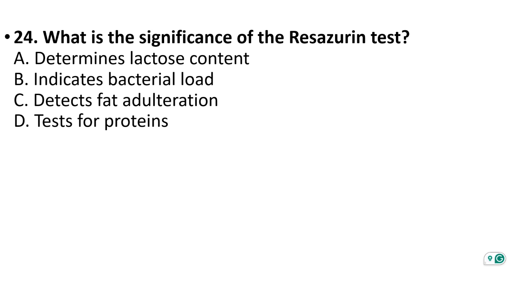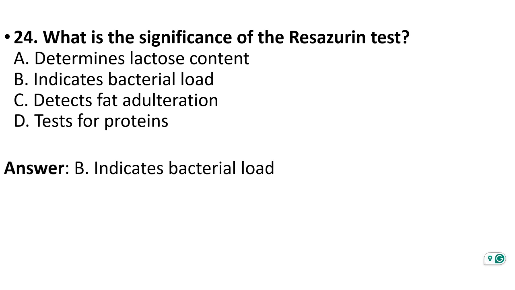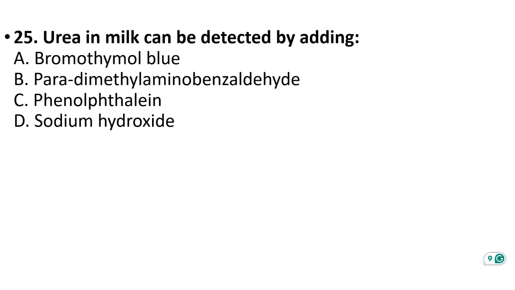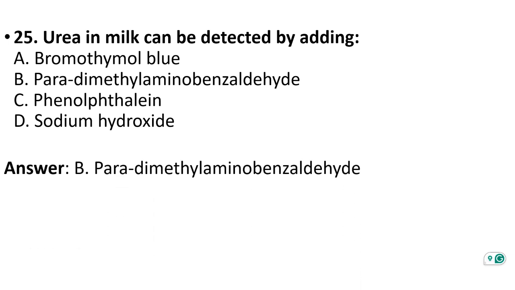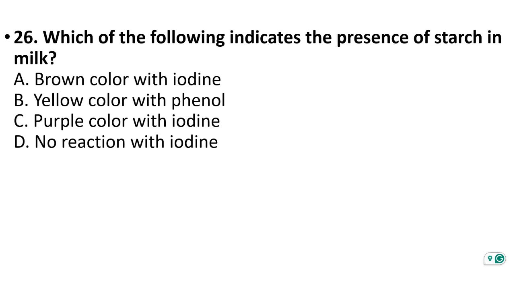Determines lactose content, indicates bacterial load, detects fat adulteration, D. Tests for proteins. Your answer is option B, indicates bacterial load. 25. Urea in milk can be detected by adding bromothymol blue, para-dimethyl aminobenzaldehyde, phenolphthalein, sodium hydroxide. Your answer is option B, para-dimethyl aminobenzaldehyde.